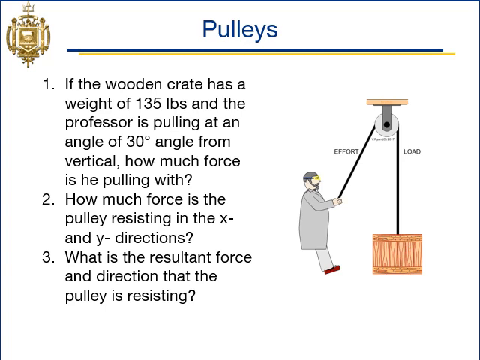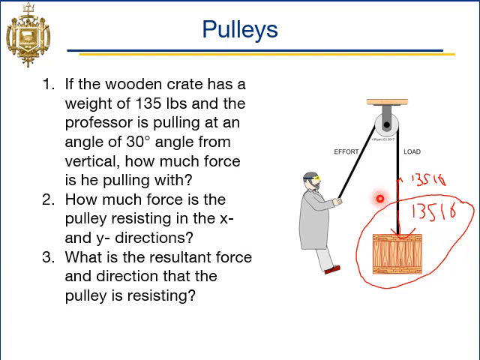All right, so we've got our crate here, downward force of 135 pounds, right? If we just did a little free body diagram of this area, we would see that to get this in static equilibrium, we would need a force up of 135 pounds. All right, so what does that mean? That means the tension in the cable on this load side is 135 pounds.